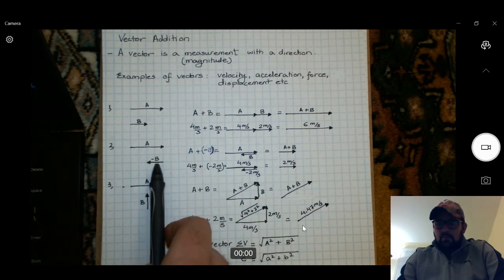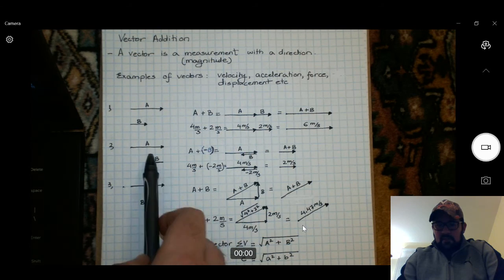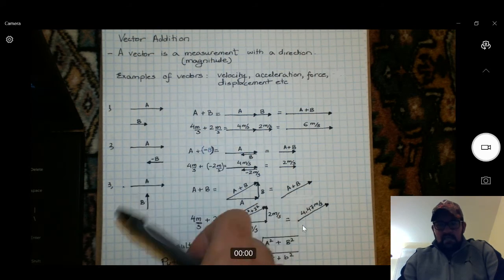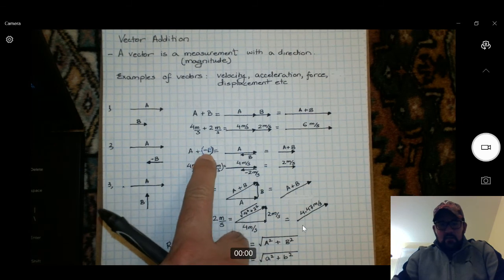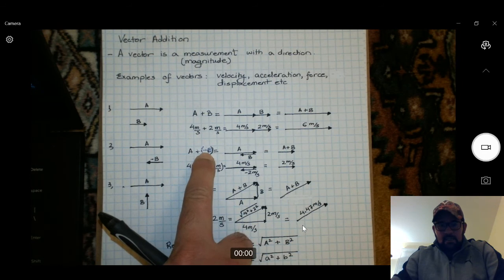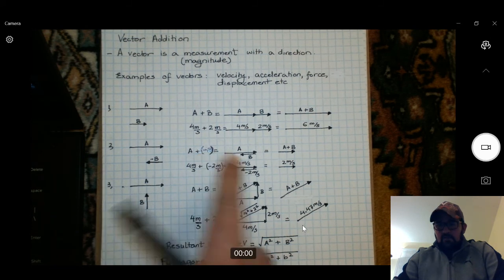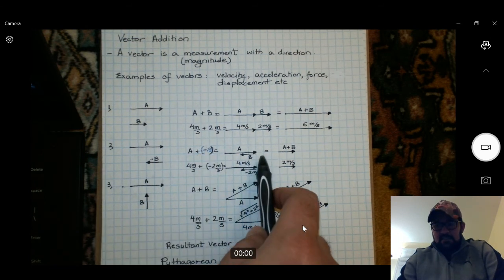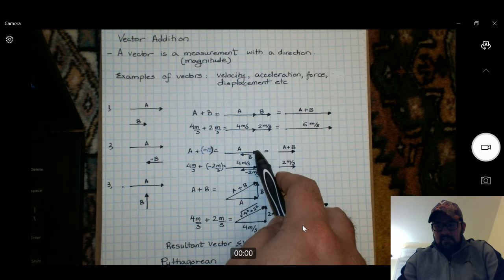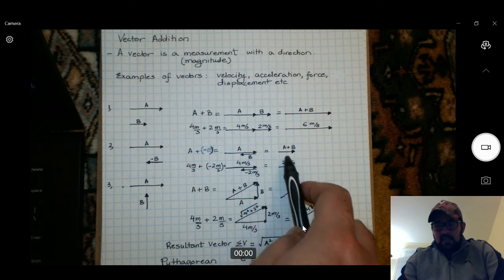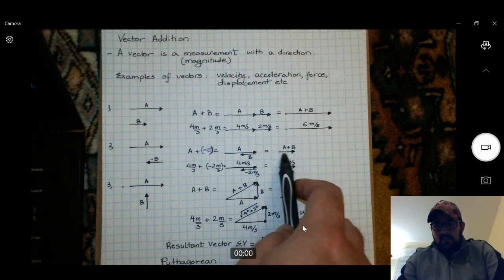Now, vectors pointing in opposite directions, such as this example. Vector A is pointing towards the right, vector negative B is pointing towards the left, and if somebody asks me to go ahead and add the two vectors, vector A plus negative B, I'm going to follow the same rules as before. I'm going to rearrange the vectors so that they're touching head to tail. So as you can see, vector A's head is touching vector B's tail, and the resultant vector is going to be this one right here, A plus B to the right.